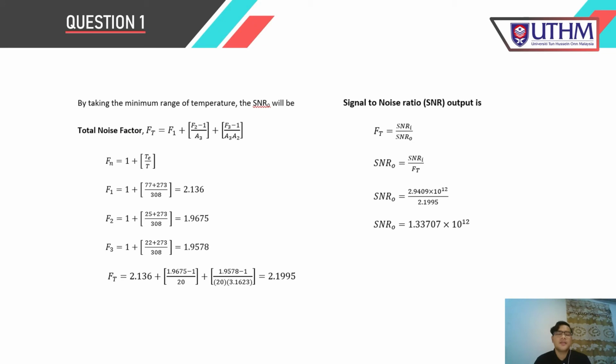So by taking the minimum range of the temperature of the chamber, we can get the SNR output is 1.33707 times 10 to the power of 12. So that is the highest signal to noise ratio output, because we use the configuration of amplifier 3 followed by amplifier 2 followed by amplifier 1 and the minimum temperature of the chamber.